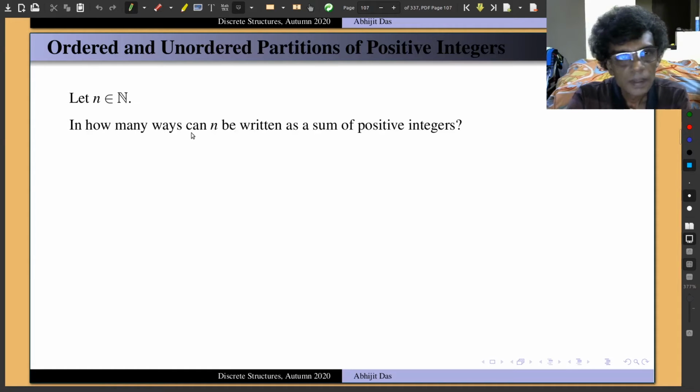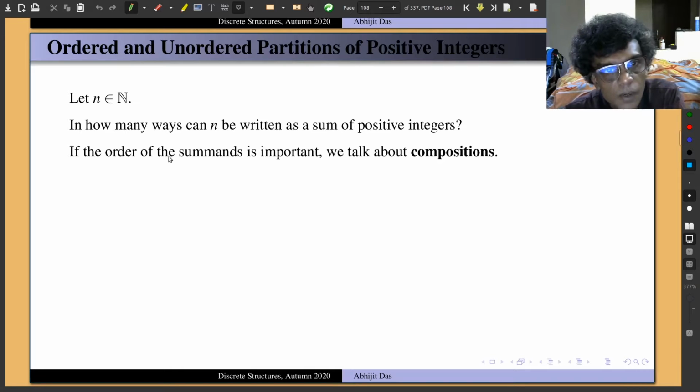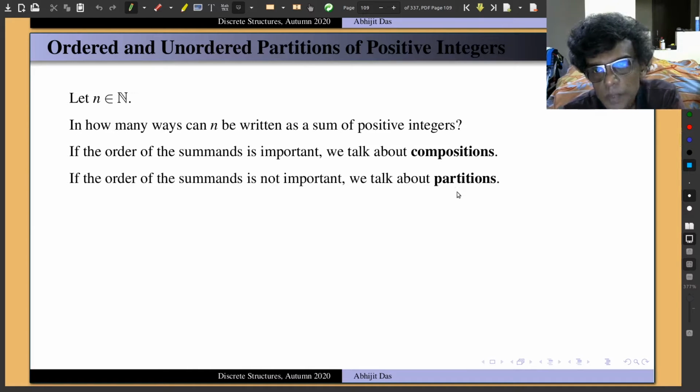In how many ways can n be written as a sum of positive integers? So, this is the basic question. And then, if I take into account the different ways of arranging the summands, then we are talking about compositions, and if I ignore their order, rearrangements, I am talking about partitions. We have defined this earlier. If the order of the summands is important, we are talking about compositions. If not important, then we are talking about partitions.